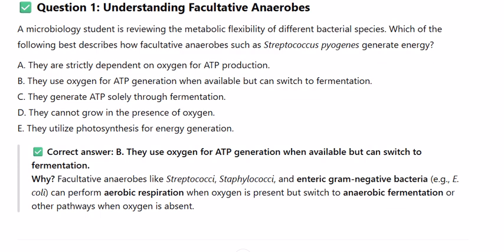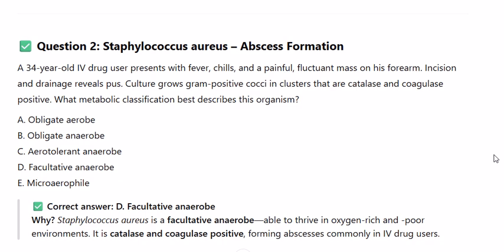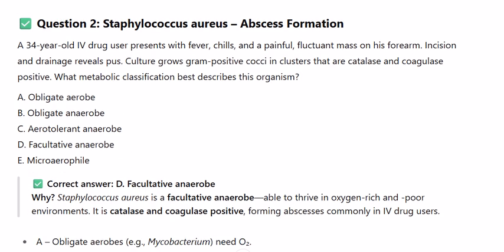Question 2. Staphylococcus aureus abscess formation. A 34-year-old IV drug user presents with fever, chills, and a painful, fluctuant mass on his forearm. Incision and drainage reveals pus. Culture grows gram-positive cocci in clusters that are catalase and coagulase positive. What metabolic classification best describes this organism?